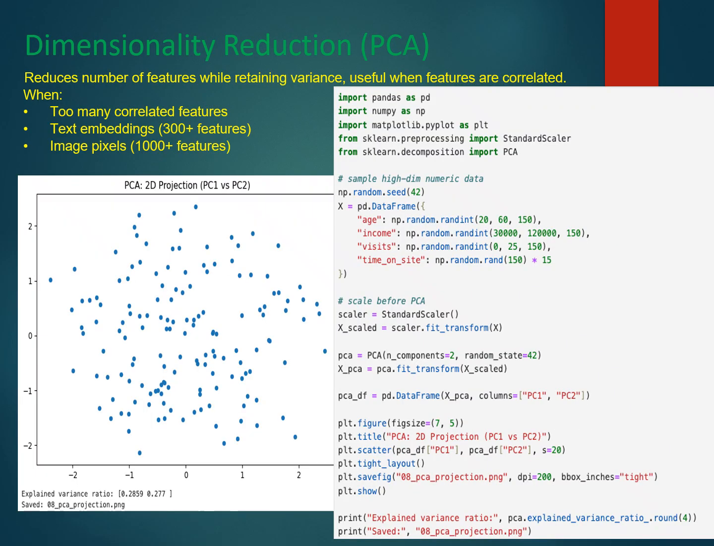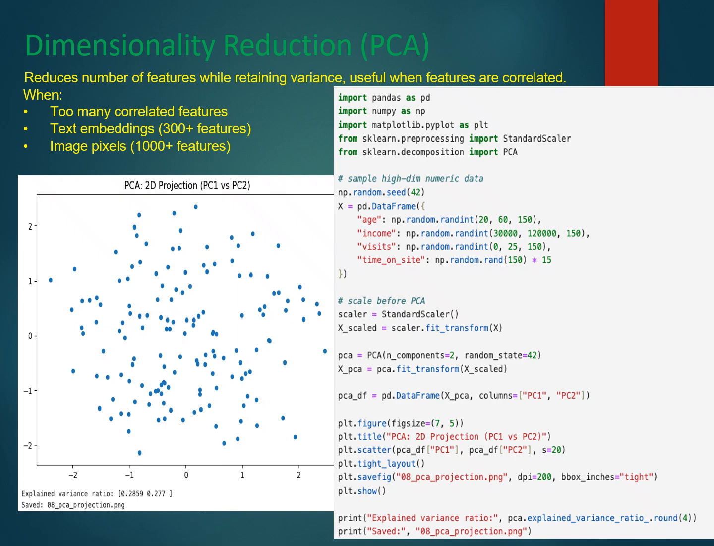Dimensionality reduction, PCA. Finally, let's discuss dimensionality reduction using PCA. PCA reduces the number of features while retaining most of the variance in the data. This is particularly useful when features are highly correlated. For example, in text embeddings, we may have 300 or more features. In image data, we may have thousands of pixel values. PCA compresses this information into fewer components, making training faster and reducing noise. Dimensionality reduction improves efficiency without losing significant information.